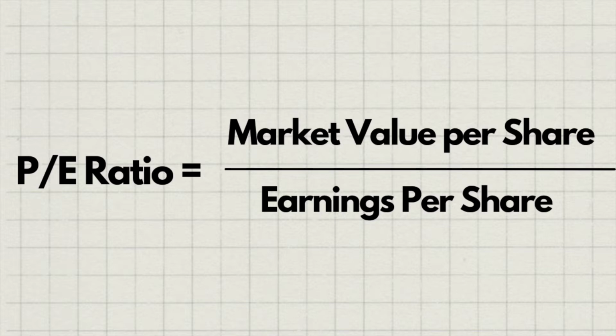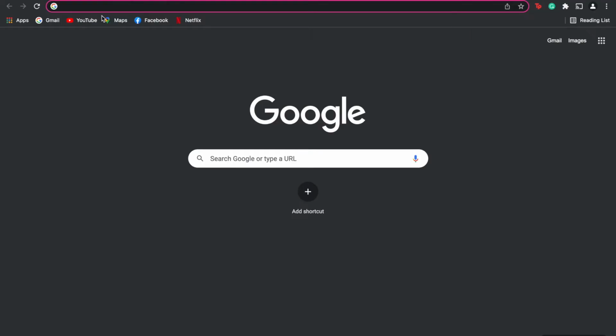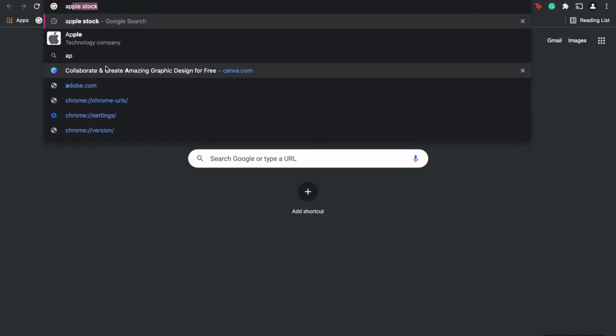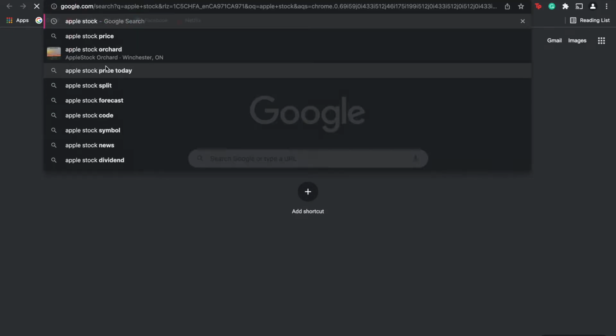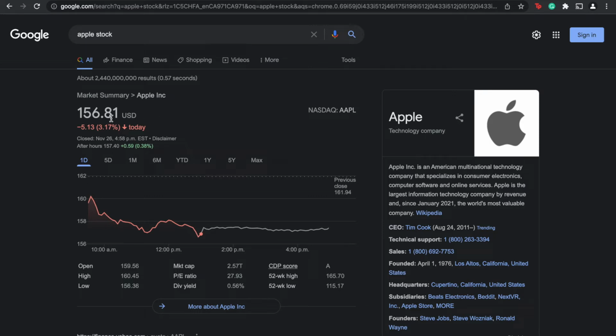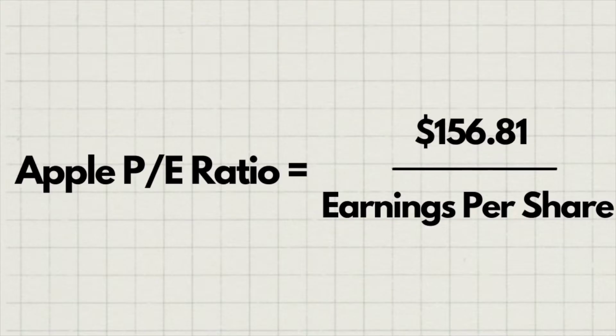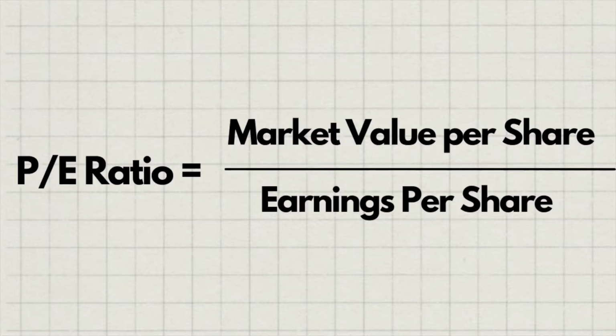For example, let's try to do Apple right now. So here we are on Google. Let's take a look for the numerator of this ratio. Now let's start with an easy one, a stock that everyone knows, Apple. The Apple stock price, as you can see here, is 156.81. So that's our numerator. Let's go back to the formula and plug that in. 156.81. Okay, now how about the denominator, earnings per share?